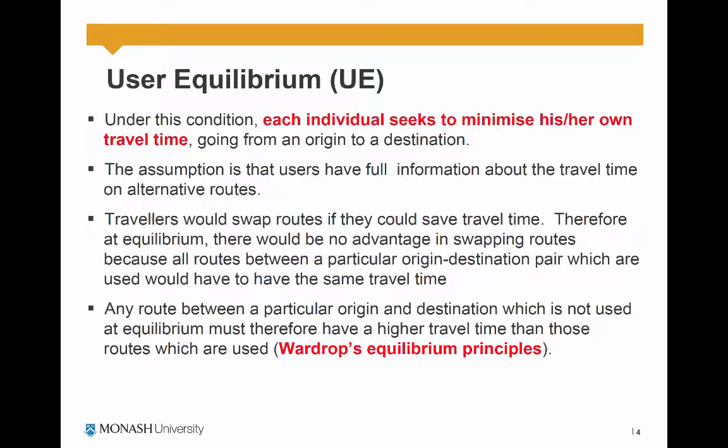So in user equilibrium, travelers would shift routes if they could save travel time. Therefore, at the equilibrium, there is no advantage in shifting routes because all the routes between a particular origin destination that are being used have the exact same travel time. In other words, any route between a particular origin and destination that is not being used at the equilibrium must have a higher travel time than those routes that are being used. This is also known as the first principle of Wardrop's equilibrium.